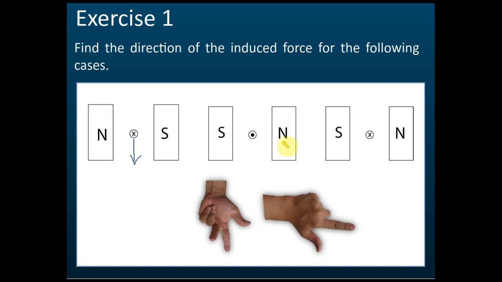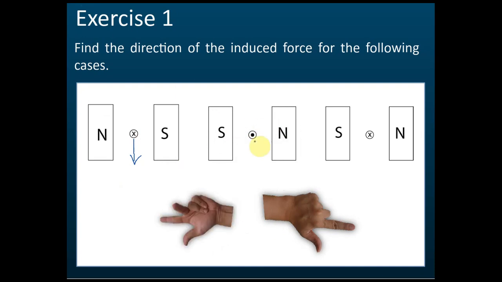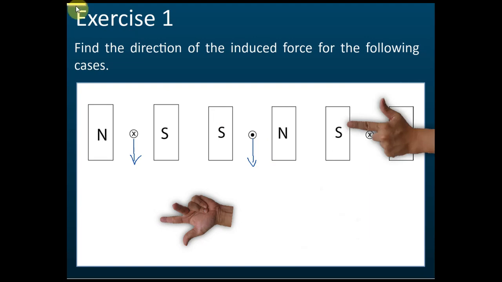For this one, the field is to the left, and then the current comes out, and the force is also downwards. And the last one, the field is from right to left, and then the current goes inside, and therefore the force is pointing upwards.